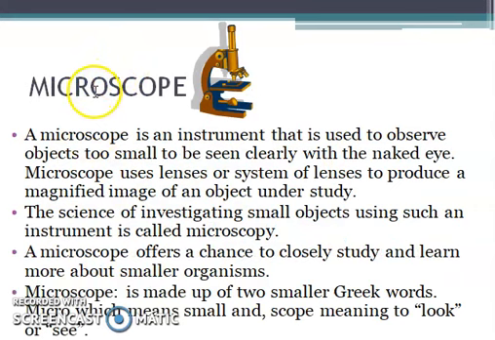So let's define what a microscope is. A microscope is an instrument that is used to observe objects too small to be seen clearly with the naked eye. I want to ask a question here.